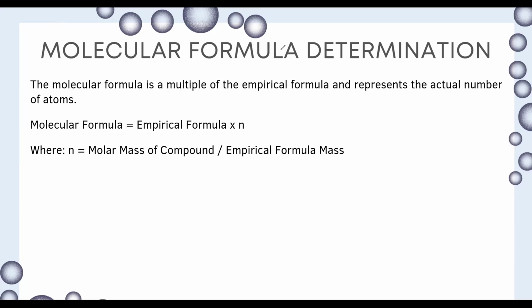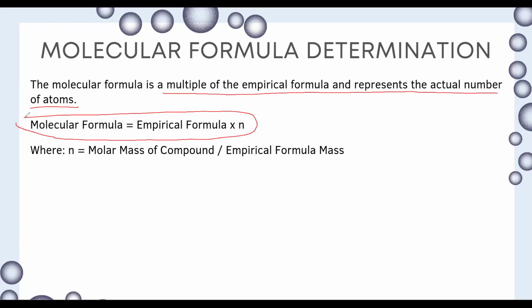So now that we know what the molecular formula is, here is how we can use the empirical formula to get the molecular formula. So first things first, the molecular formula is a multiple of the empirical formula, and it represents the actual number of atoms. So now here is the mathematical expression that we can use to get the molecular formula after calculating the empirical formula. Can somebody read it for me?